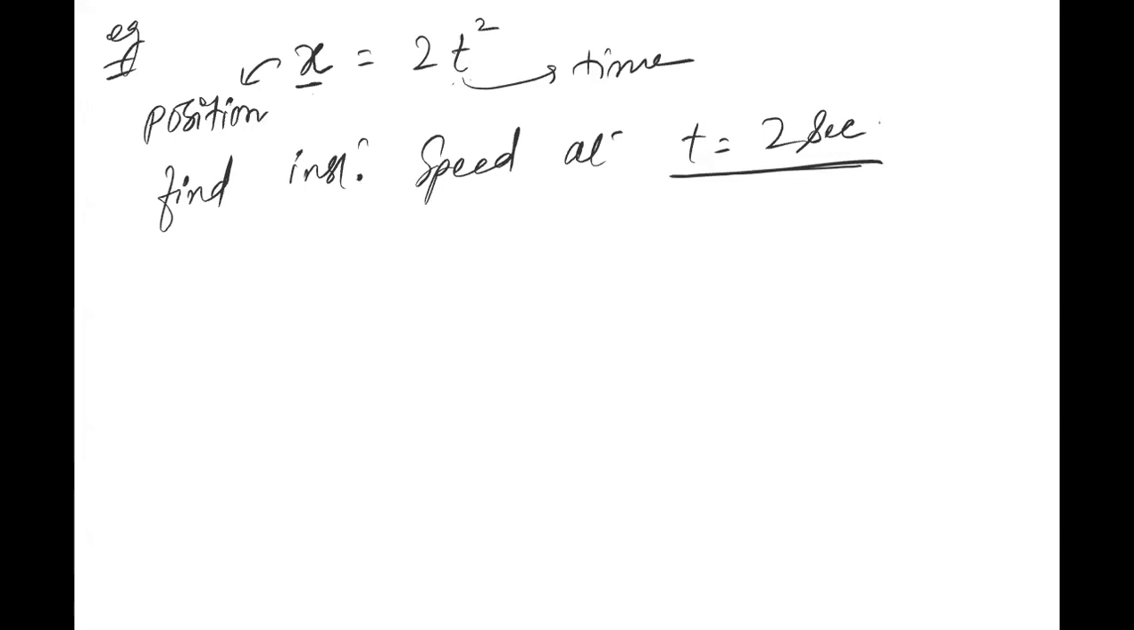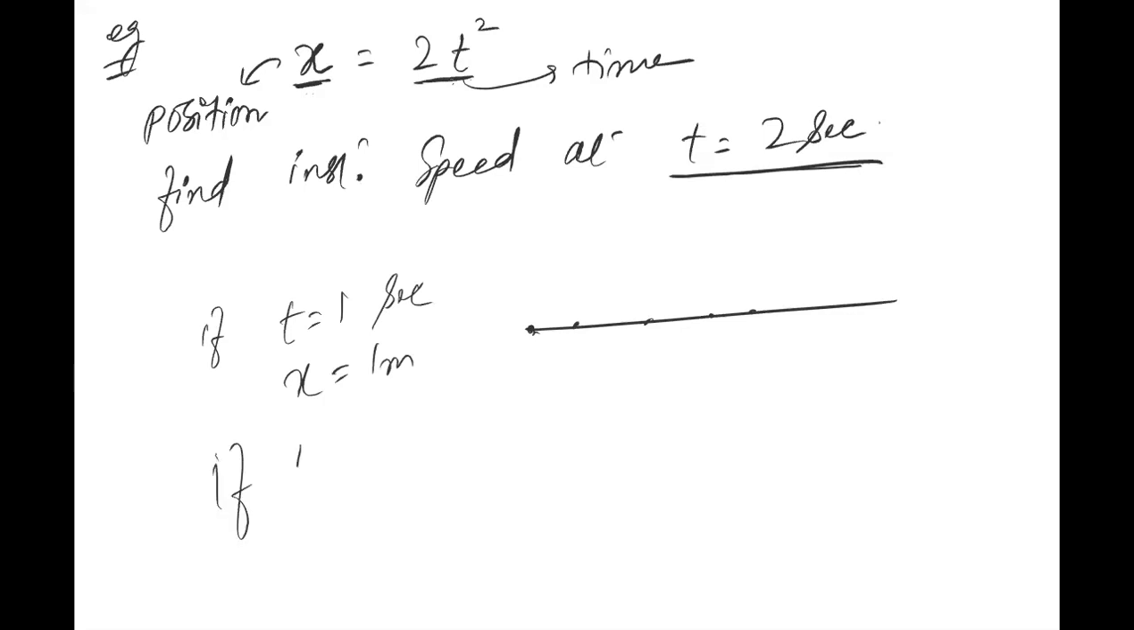Tahira, listen to me carefully again. x represents the position. If some particle started its motion, it can be at different positions at different values of time. So x is equal to 2t square, where t is time, means x changes with time. At different values of time, the particle will be at different positions. If t is equal to 1 second, particle would be at x equal to 2 meters. If t is equal to 0 seconds, particle would be at x equal to 0 meter, right?